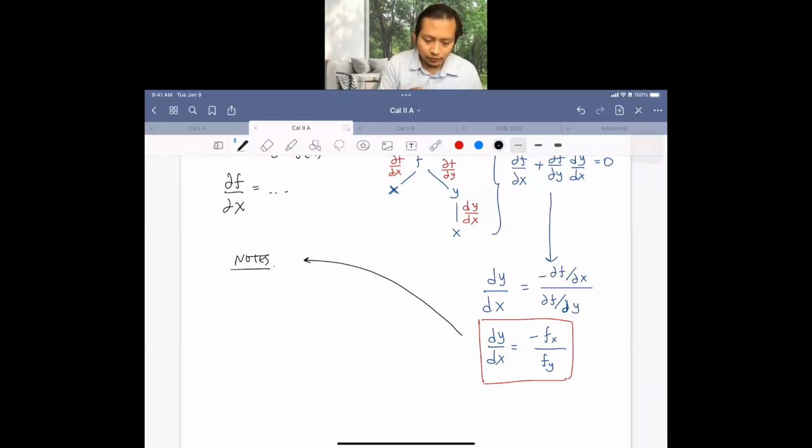If we have a function f of three variables, let's say this is 0, and we have z as a function of two variables, then we get similar notations. That is, dou z dou x will be equal to this, and dou z dou y we have another one.